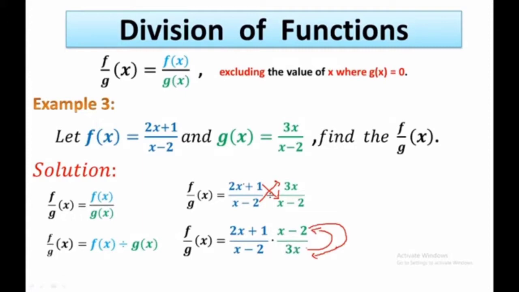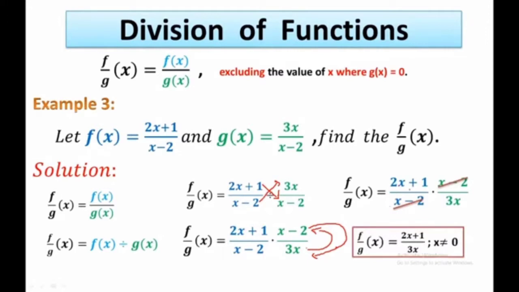So we just cross-multiply. And then here, we have x minus 2 and x minus 2. So x minus 2 divided by x minus 2 is equivalent to 1. That's why our solution now is equivalent to 2x plus 1 over 3x. This is now our solution.